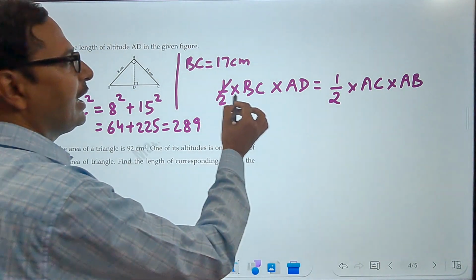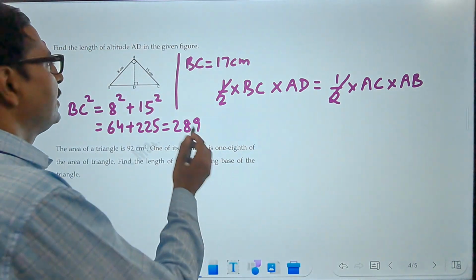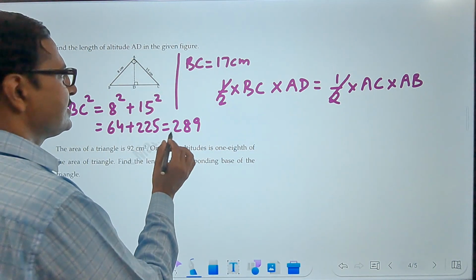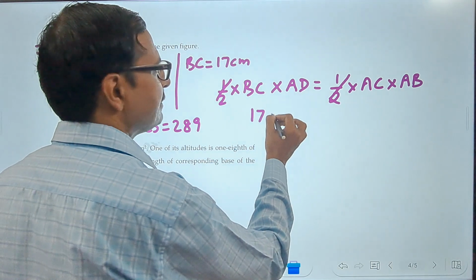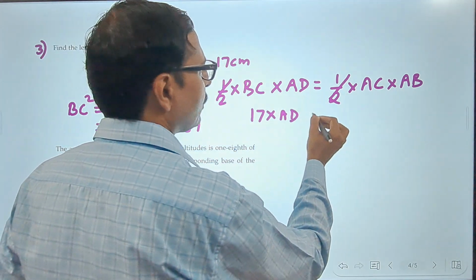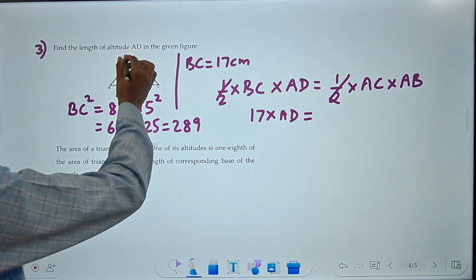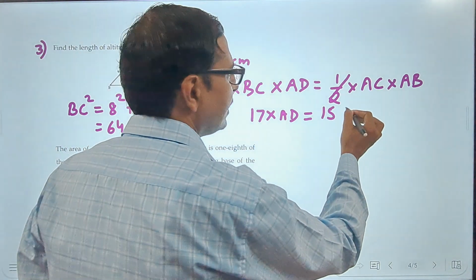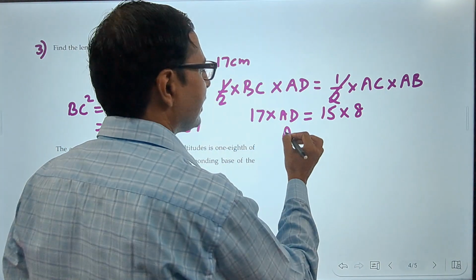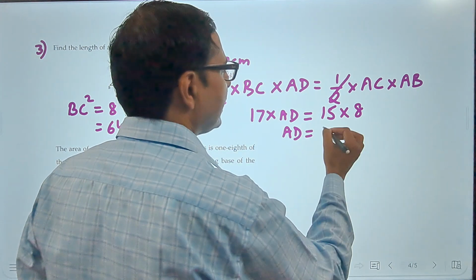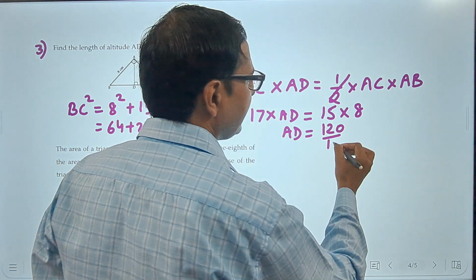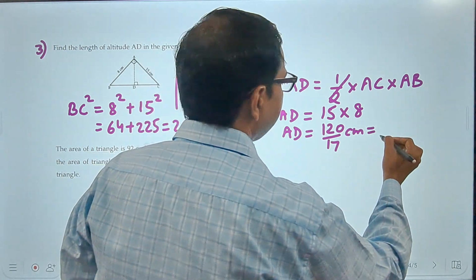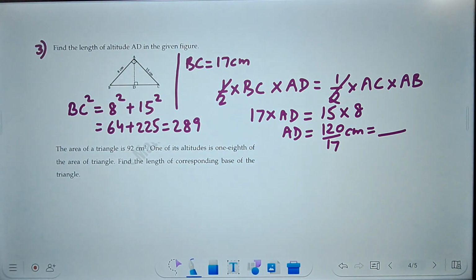Now I will cancel half and half, common factors. Put values. BC is 17. So 17 times AD will be equal to, what is AC? 15, and this is 8. So 15 times 8. So you have your answer. AD will be 15 times 8 is 120 upon 17, which you can convert into decimals. So that's the question number 3.